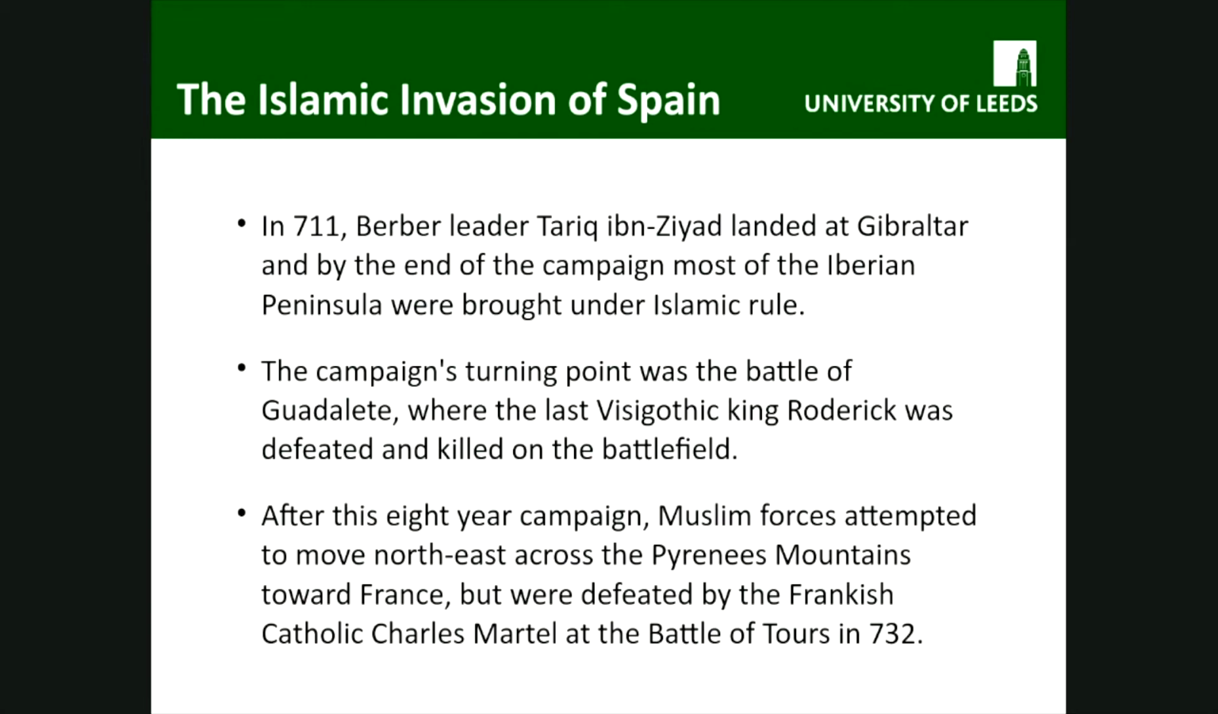So what Count Julian did, according to some historians, is he contacted Musa ibn Nusayr, who was the Umayyad general looking after North Africa on behalf of the Umayyad authorities in Damascus. So Musa ibn Nusayr instructed Tariq ibn Ziyad, his leading general, to set sail for Spain through Gibraltar.